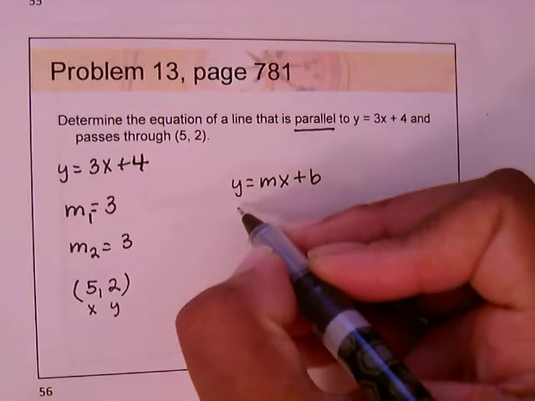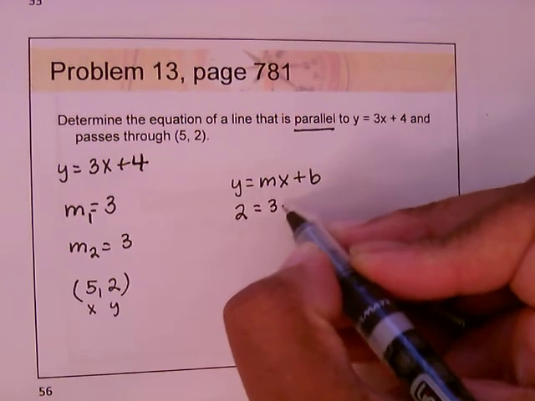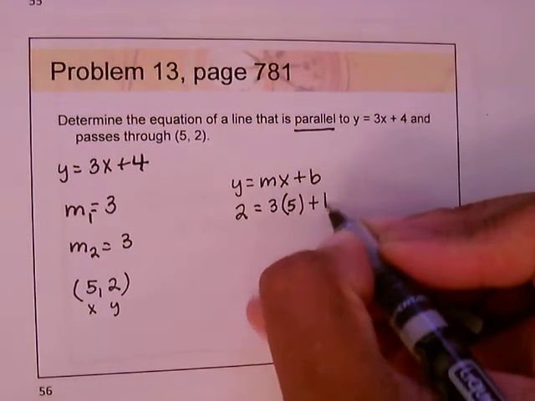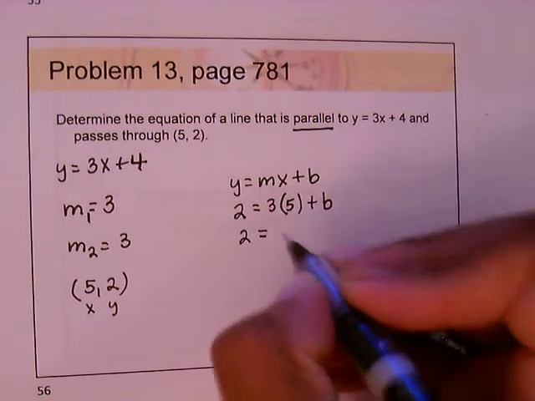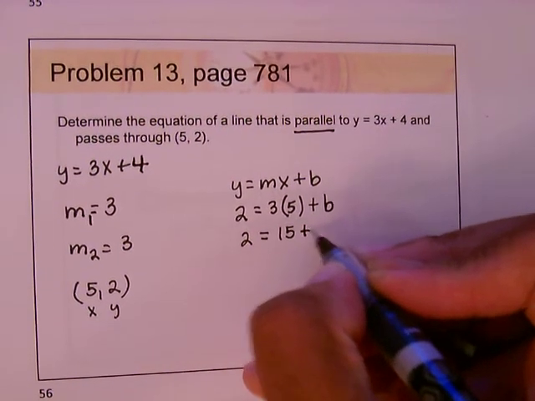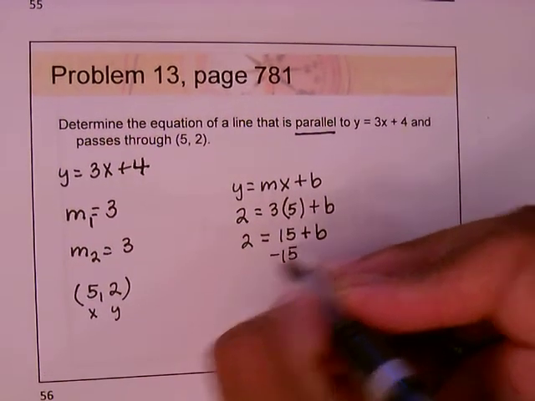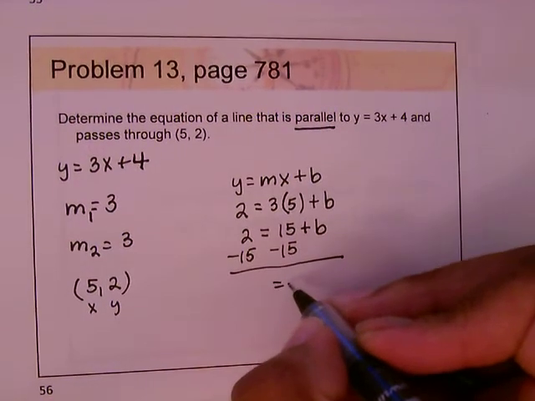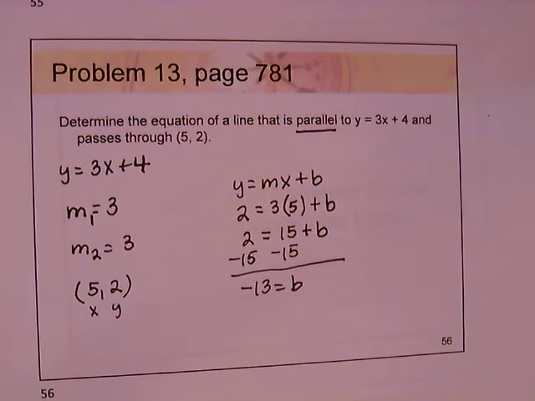And we just substitute m2, and then x and y, in that equation. So y equals, in this case, 2 equals m, we're using 3, times x, which is 5, plus b. Now 3 times 5 is 15, so we get 2 equals 15 plus b. Then to solve for b, we subtract 15 on both sides. So b is equal to 2 minus 15, which is negative 13. So the y-intercept would be negative 13.